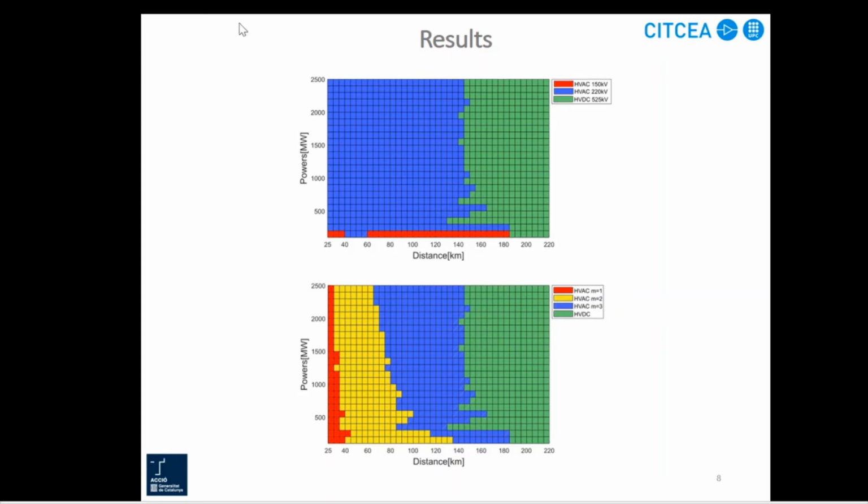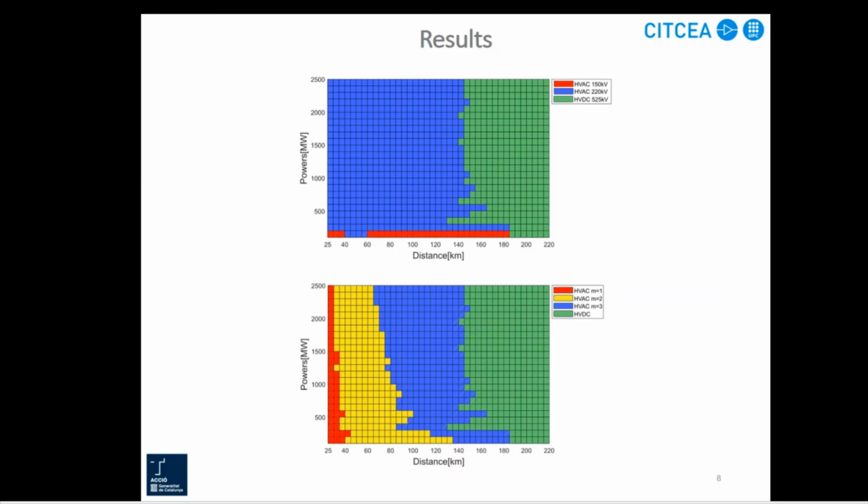So we see here that we have a break-even distance moving from 120 to around 180 kilometers, depending on the power and of course depending on the distance. Regarding the second figure, this presents how many reactors we need, and we can see the shift from having 1 reactor to having 3 reactors, and at the end turning into the HVDC technology.